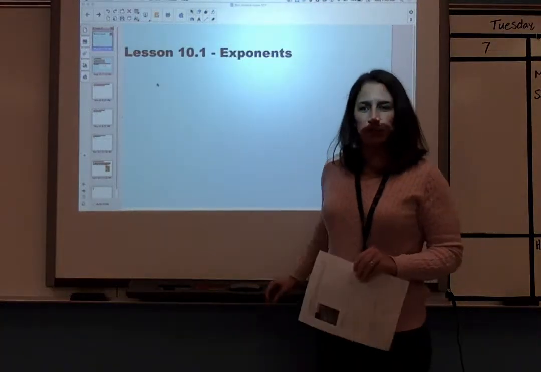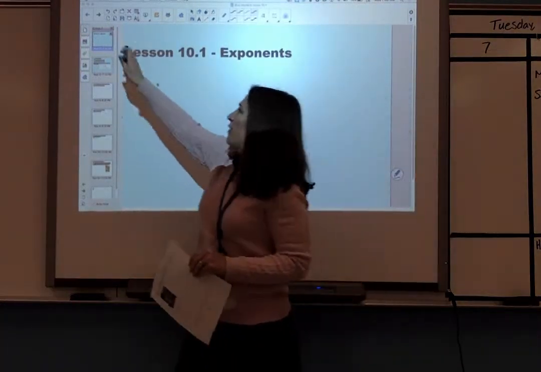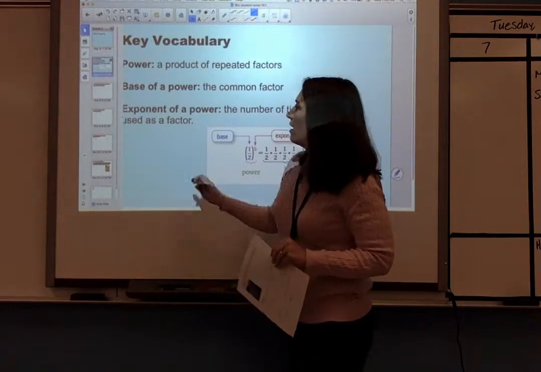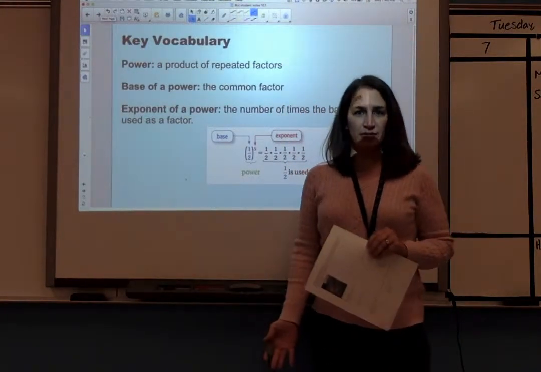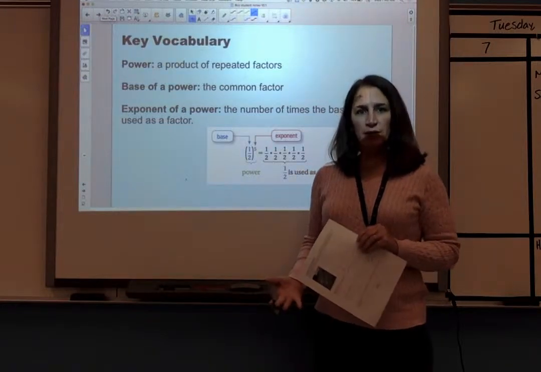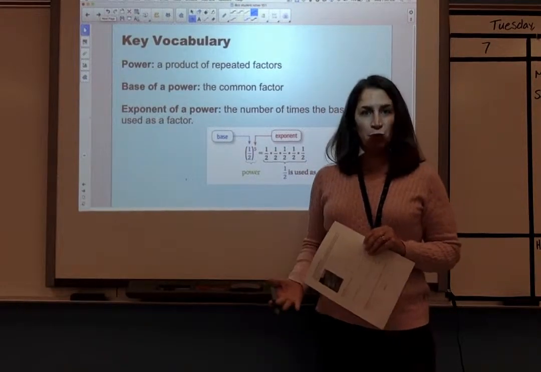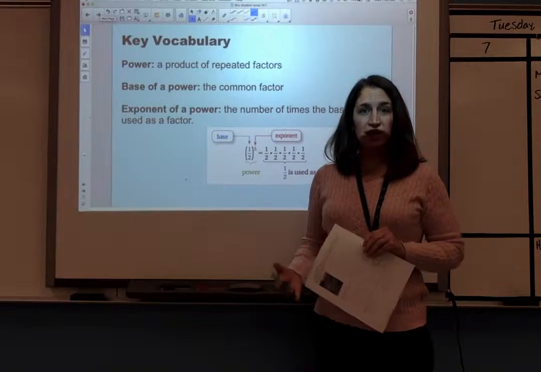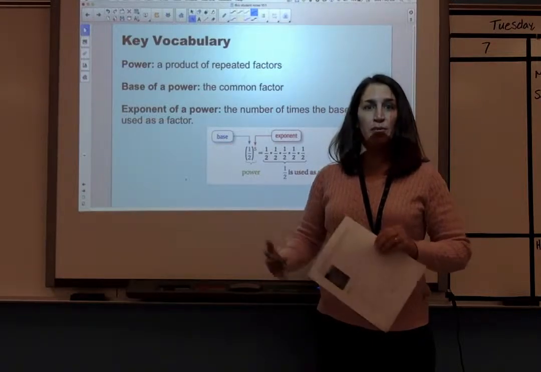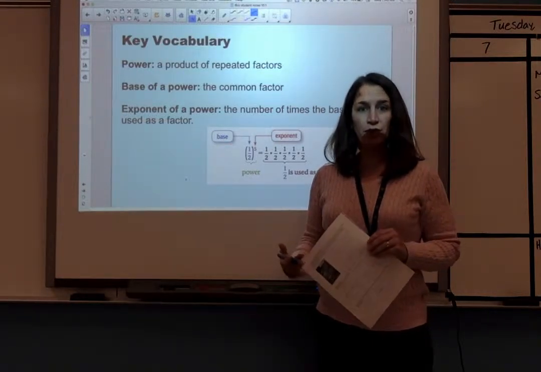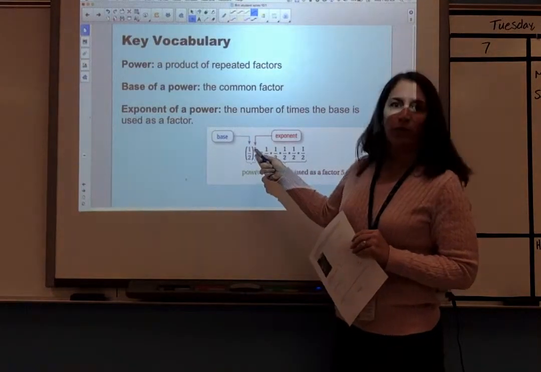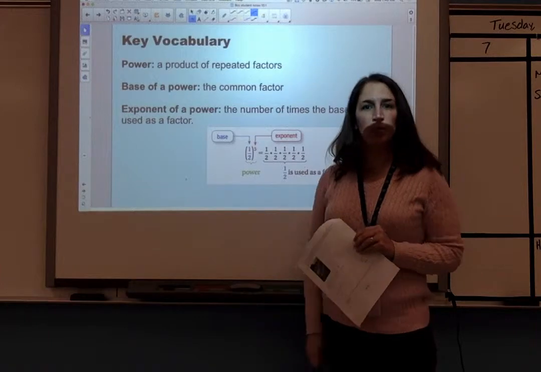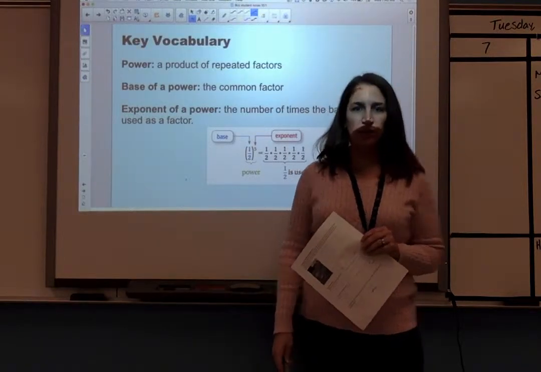Today's lesson is on exponents. We'll go ahead and start with some vocabulary. So a power is a product of repeated factors. And a power is written with a base and an exponent. The base is the common factor, the number that is multiplied by itself, and the exponent is the small little number written in superscript that's the number of times the base is used as a power.